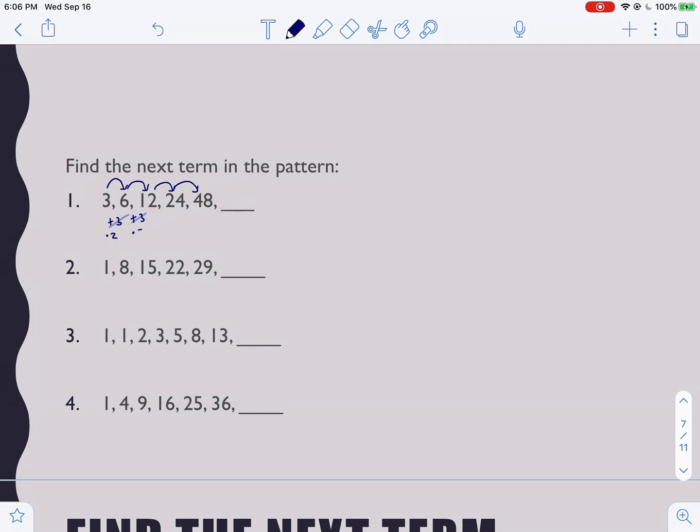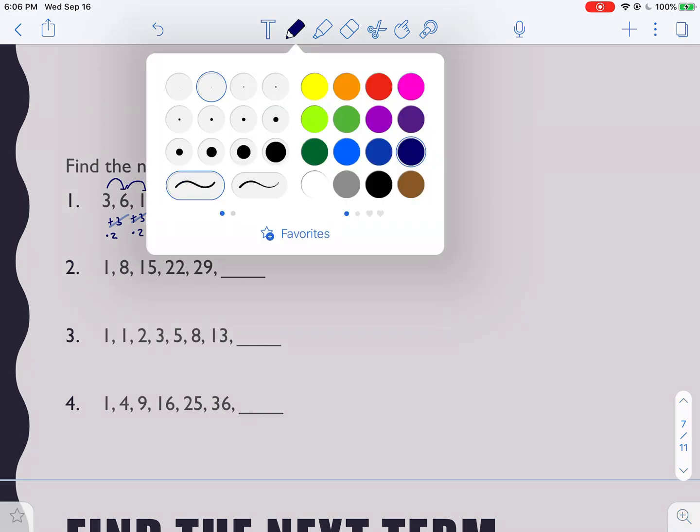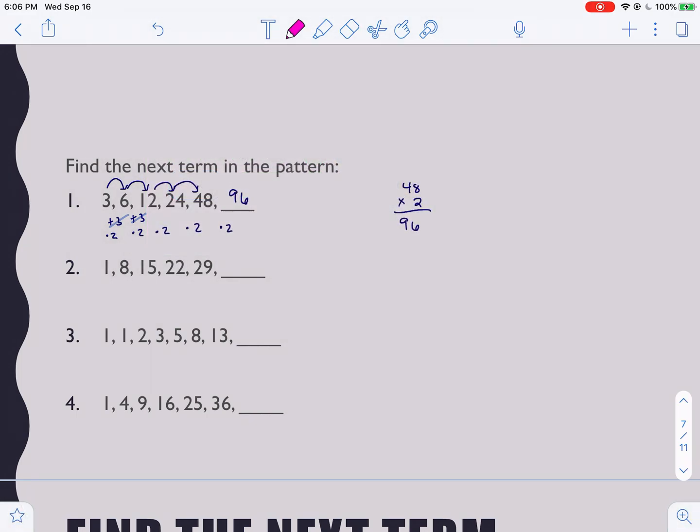So to go from 3 to 6, you could also multiply by 2. Is that the same pattern here to go from 6 to 12? Yes, you multiply by 2. From 12 to 24, you would multiply by 2. To go from 24 to 48, you would multiply by 2. So to get to the next term in the pattern, after 48, you would take 48 times 2, which would give you 96. So the next term in that pattern would be 96.